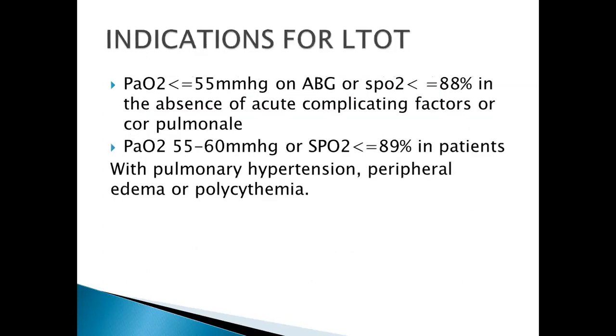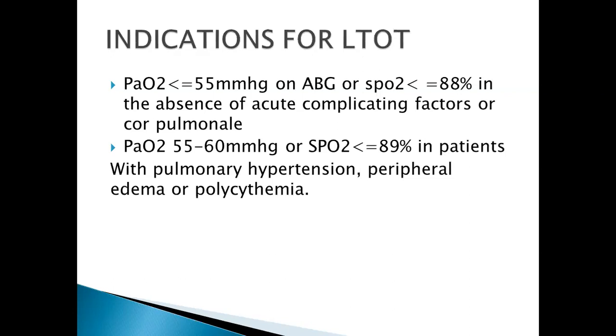And so the indication is when you have a patient who has a partial pressure of oxygen less than 55 on arterial blood gas, or the saturation less than 88% in the absence of acute complicating factors or cor pulmonale, you can start the patient on long-term oxygen therapy.